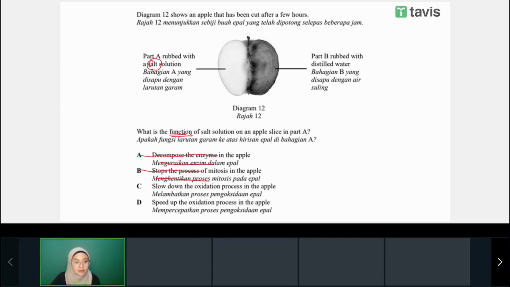C, slow down the oxidation process in the apple. Yes, we put the salt to slow down the oxidation process. It has something to do with oxidation. How about D, speed up the oxidation process? Not speed up, it's slow down. If we sped it up, the apple would become brownish already. So C is the correct answer.